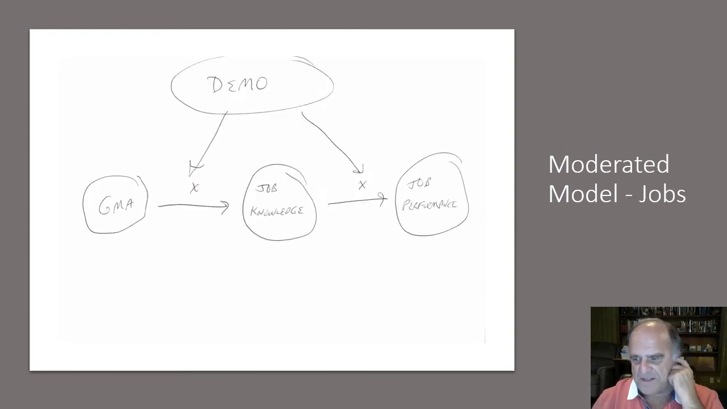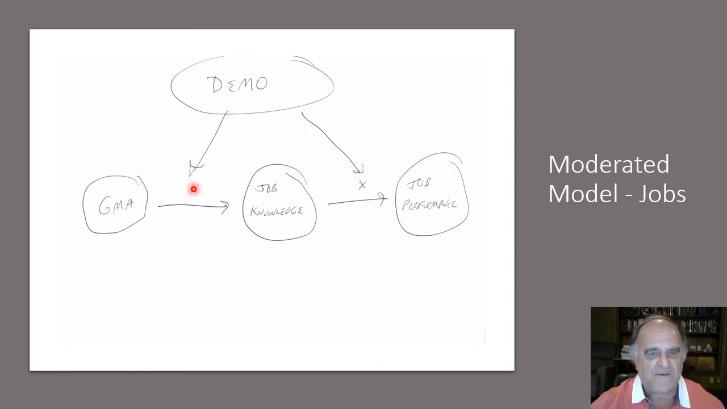Similarly, this is another moderated model. Here, this is really a moderated model with mediation, which we'll talk about later. In this model, we have general mental ability predicting job knowledge, which then predicts job performance. This is a common model where general mental ability leads to the generation or accumulation of job knowledge, and then job knowledge predicts job performance. But again, critics of testing would argue that demographic variables moderate these relationships.